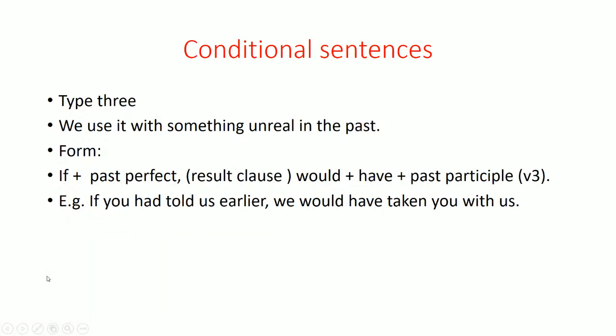Type 3 is used with something unreal in the past. Always when it is in the past, it is unreal. Its form is we use if with the past perfect, which is had and verb 3. Then in the result clause, we use would, have, and past participle, which is verb 3. Example: if you had told us earlier, we would have taken you with us.